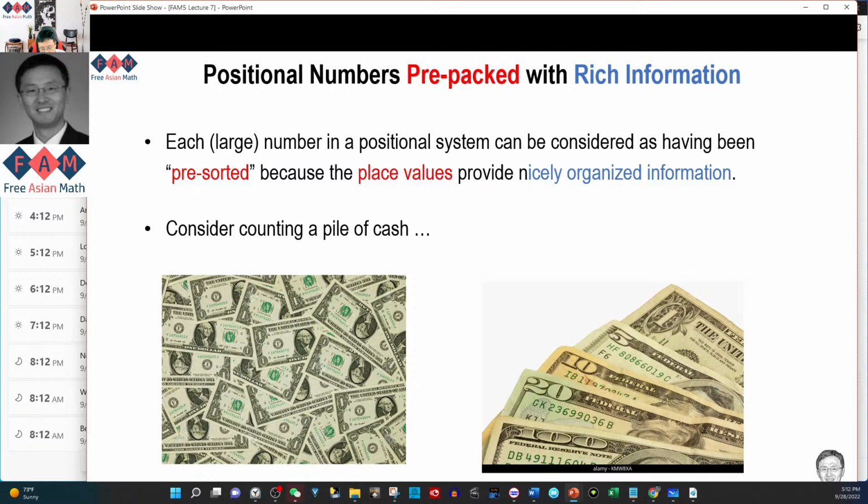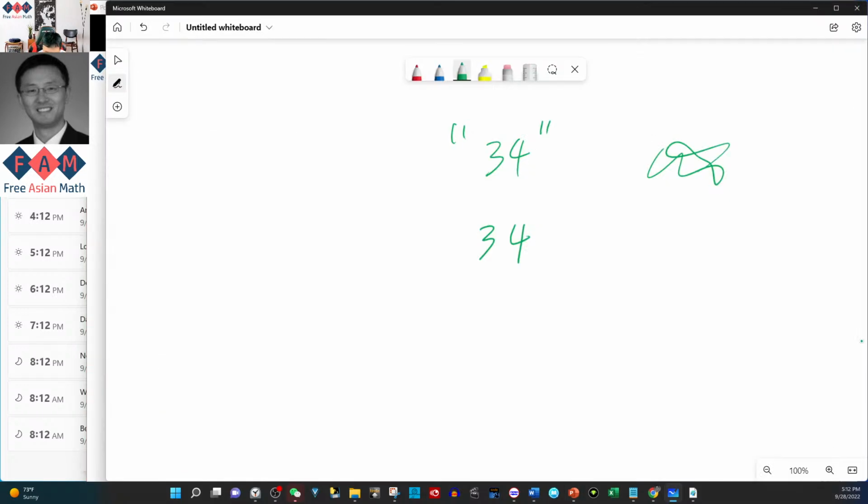So like Babylonian, well, if they do have multiple place values, each position has the same pre-packed information. Babylonian is base 60, so let's just say if it's 34, this 4 is actually 4 in Babylonian base 60, and the 3 is in the next higher place value. But what does 3 represent?